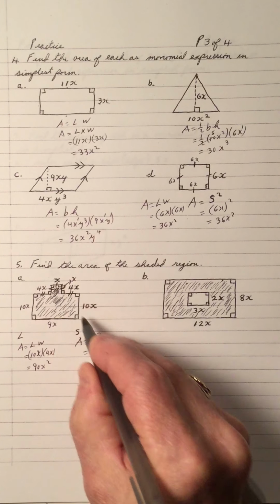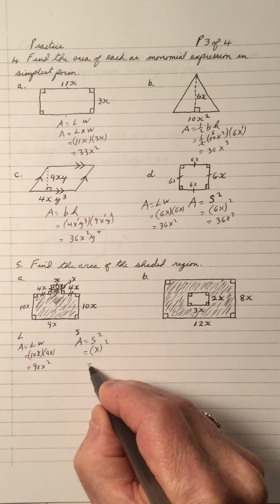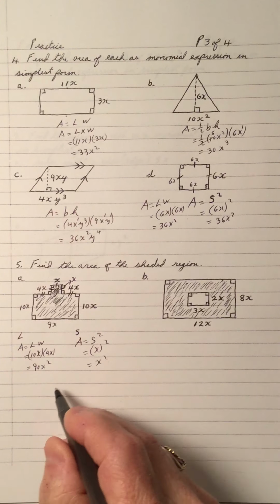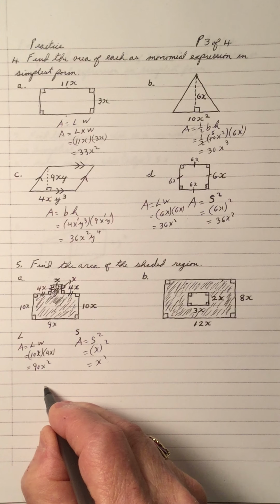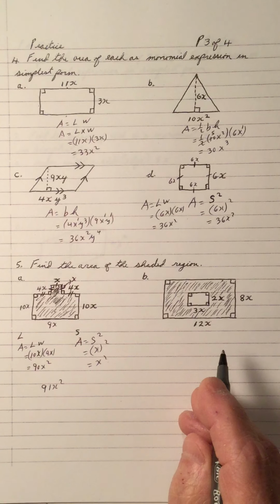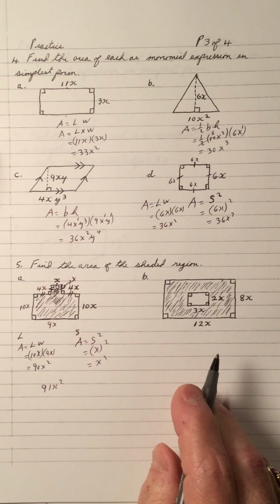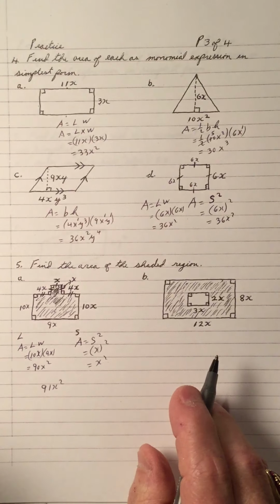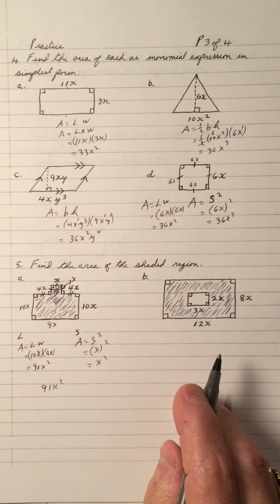So x is the side. So the area is just x squared. And we add these together, we get 91x squared for the total area of the shaded region. Again, just doing something different to help you think.